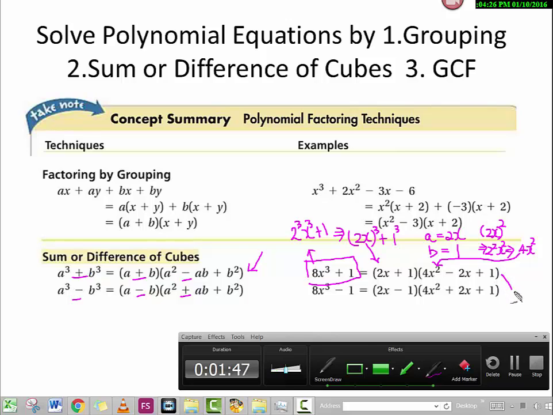So after we got this one, because it's a quadratic function, we can make use of the quadratic formula to solve for x.